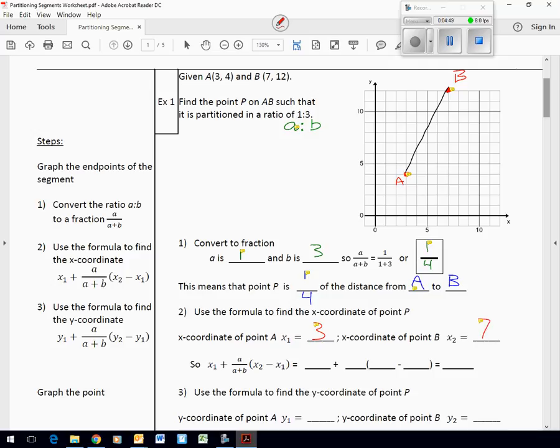Now we're going to use this formula, x1 plus A over A plus B, parentheses x2 minus x1, to get my answer for the coordinates of P. And all you've got to do is fill it in. What was x1? 3. What was the fraction?